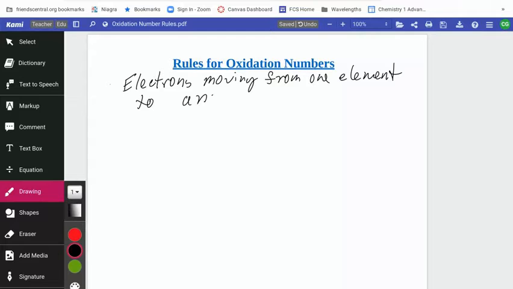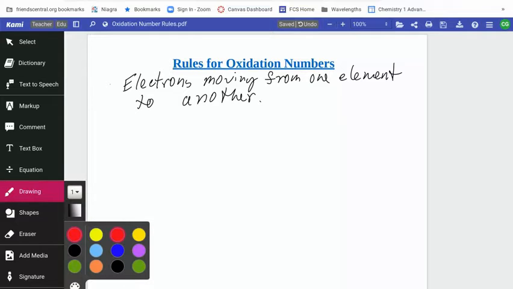And this could happen either in a bond where you have an uneven pulling of electrons due to electronegativity. Ionic bonds, you see the negative and positive side. This can also happen in a reaction though. And this is eventually where we're going to go with these oxidation number rules. So let's start with number one.